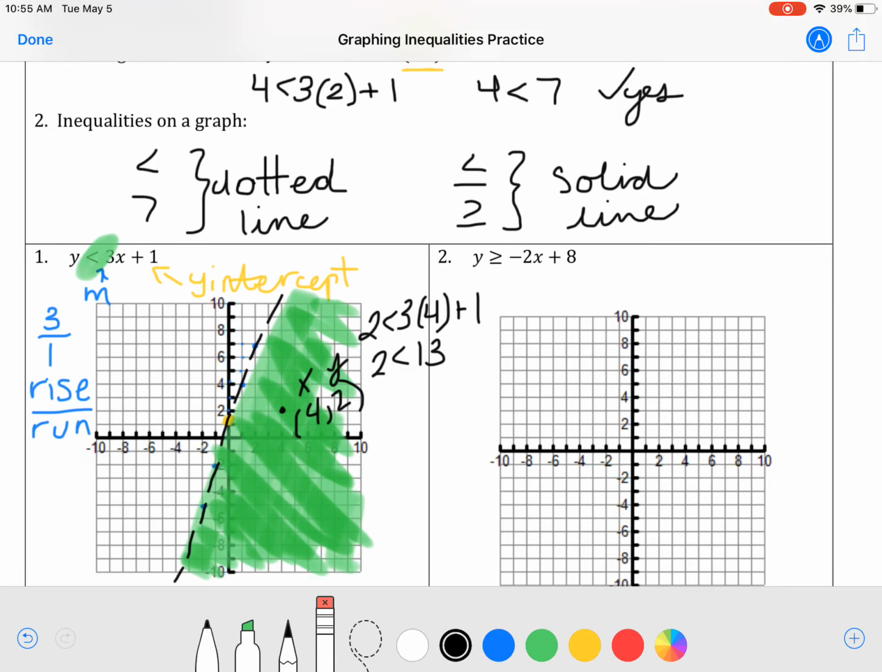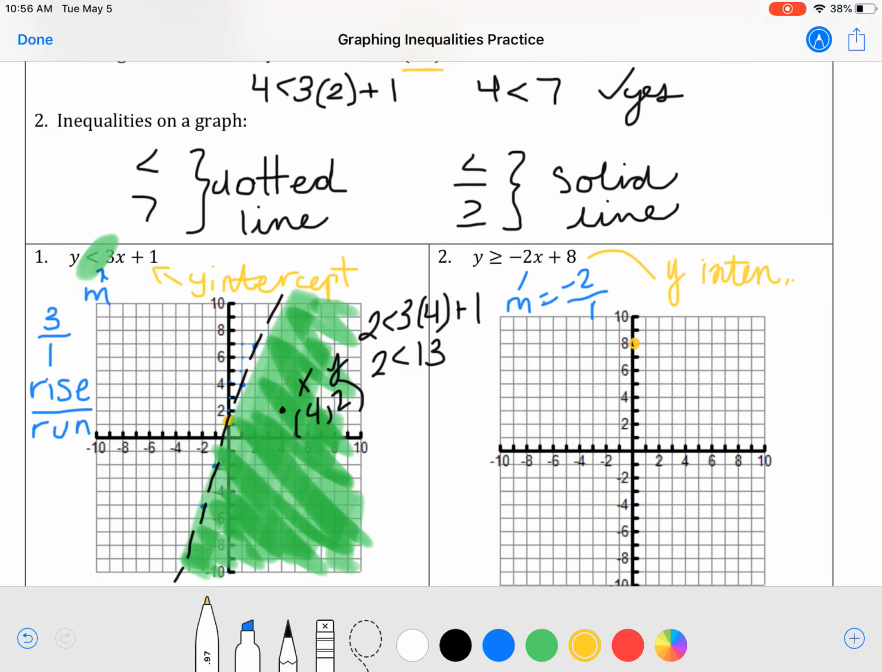So let's look at another one. I'm going to try y is greater than or equal to negative 2x plus 8. So just like before, I'm going to start by saying my negative 2 is my slope. We always remember that I can do negative 2 over 1, if there's nothing over it. My 8, that's going to be my y-intercept. So I'm going to start by saying plus 8.